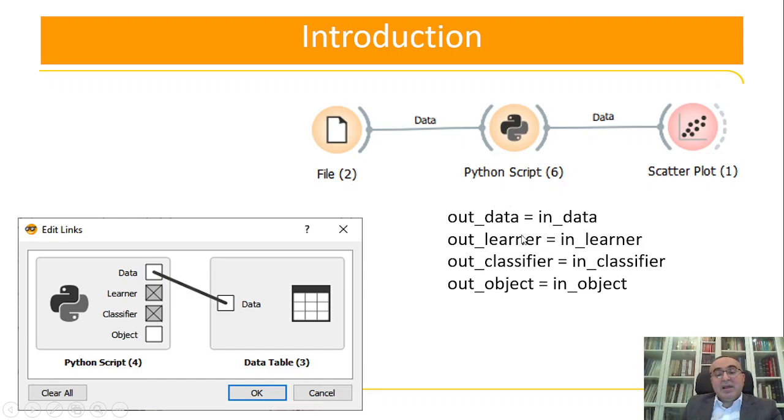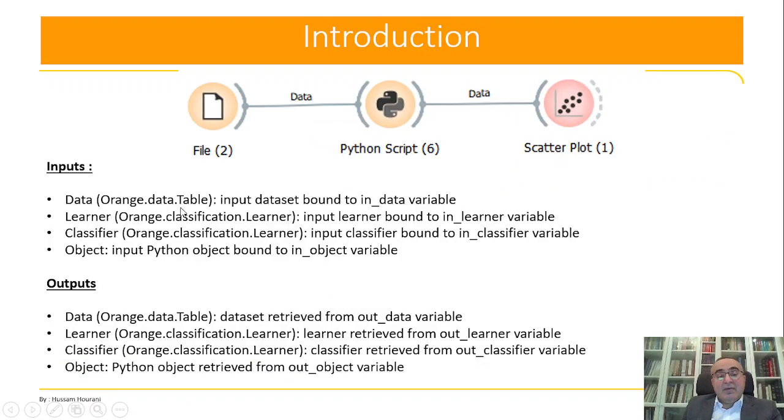You can use them, and these are the variable names. This is for the output, and for the inputs in this widget, you use in_learner, in_classifier, and in_object. When you use this widget, you will find that you have these in place, so you can connect, for example, to data. The naming for these objects within the scripts themselves, you can use objects like Orange.data.Table, and Orange.classification.Learner for the learner, and the objects that you are going to use.